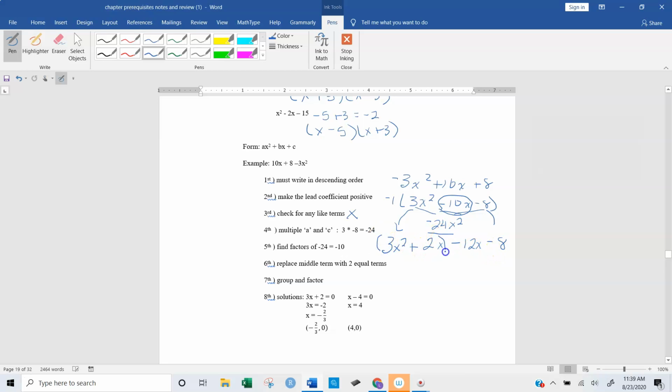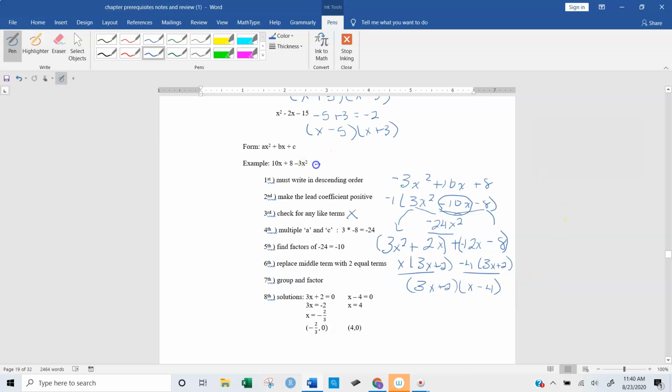So I can put the first 2 together. Remember that positive has to become plus a negative, so that 12 has the right sign. These 2 have an x in common, giving me 3x plus 2. These 2 have a negative 4 in common, giving me a 3x plus 2. This term and this term have a 3x plus 2 in common, so I can factor him out, leaving me with an x minus 4 in my second set of parentheses.